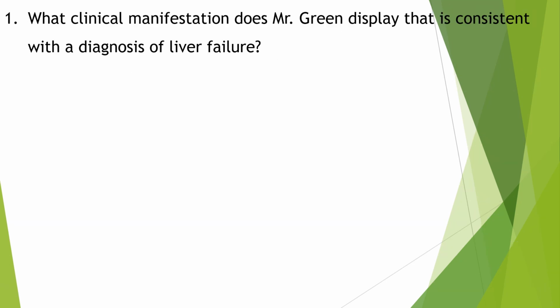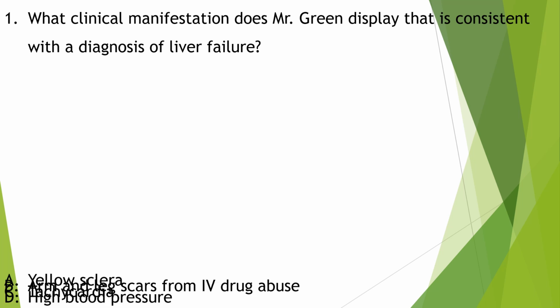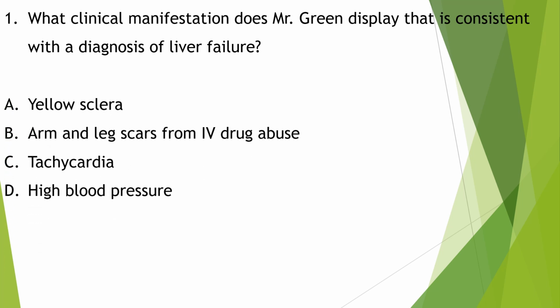What clinical manifestation does Mr. Green display that is consistent with the diagnosis of liver failure? Yellow sclera, arm and leg scars from IV drug use, tachycardia, high BP. Yellowing of the sclera is a classic sign of liver failure. Scarring from IV drug abuse could be a risk factor but not a means of diagnosis. Tachycardia and high BP can have several causes that may not be consistent with liver failure.